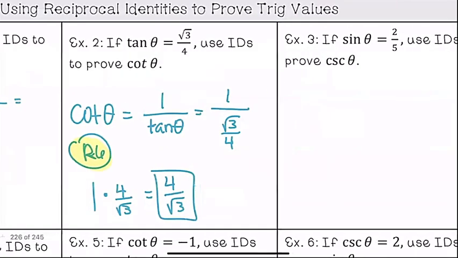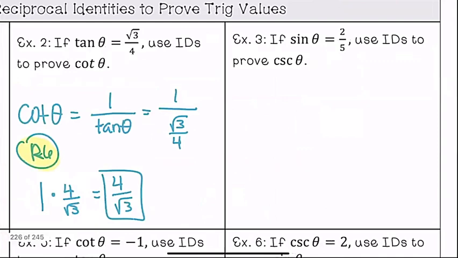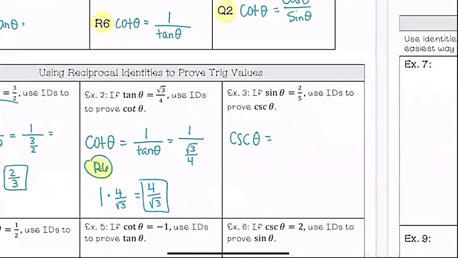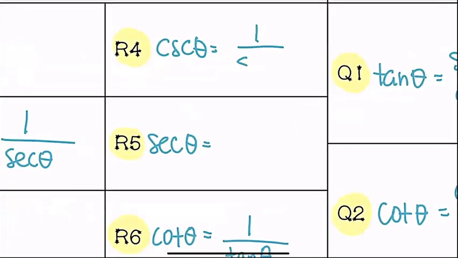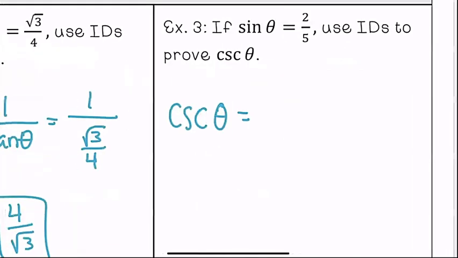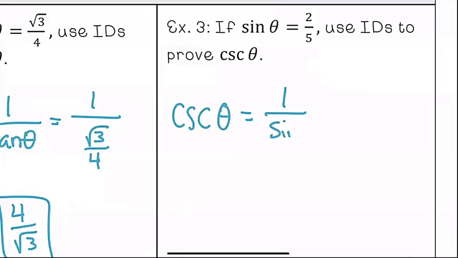Let's do it again. Number 3 starts with sine of 2/5. Use identities to prove the cosecant. Cosecant is going to be, flip it over, 5 over 2. We want to prove that. So I'm looking for anything that says cosecant. I'm going to look up here. Per R4, cosecant is 1 over sine. So I would have cosecant is 1 over sine. And that was R4.